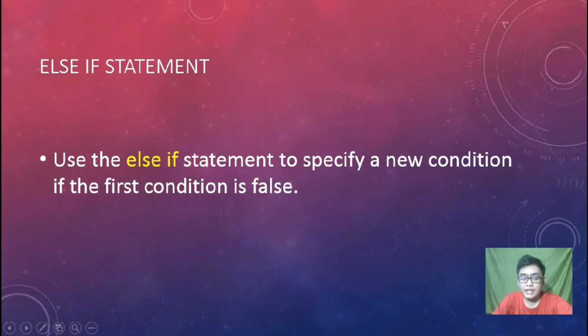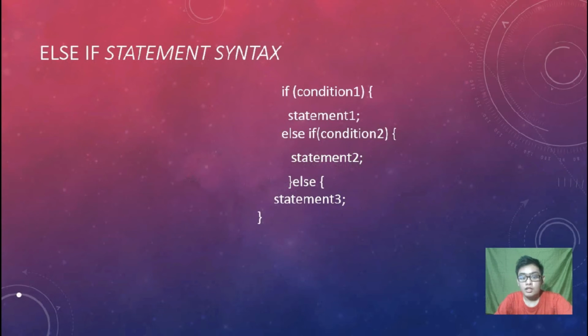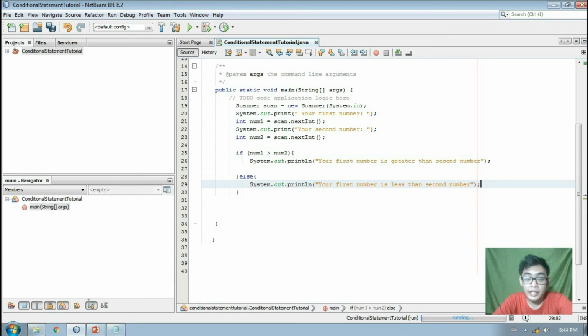Else if statement. Use the else if statement to specify a new condition if the first condition is false. So this is the syntax of the else if statement. Now let's have an example. For the else if example, we will use the example from earlier. We just change the else to else if and put the condition.